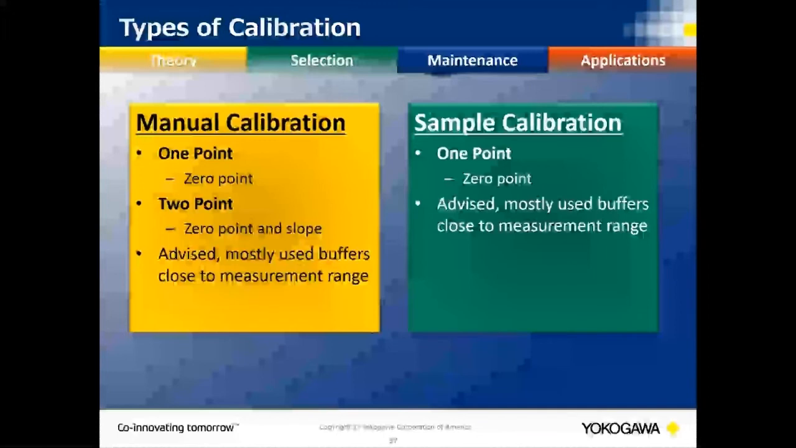So there are two different types of calibration. There's a manual calibration, and it's either a 0, which is a 1-point calibration, or a 2-point, which gives you a 0 and a slope. Traditionally, because it's just a platinum measuring pen, your reference, there's no need to do a slope because there's no pH glass that's being aged that you need to compensate for. So traditionally, we do a 1-point manual cal.